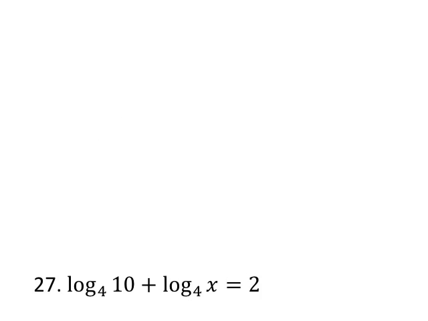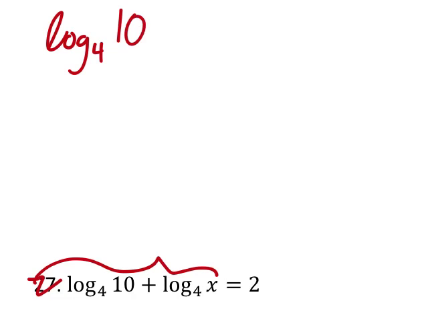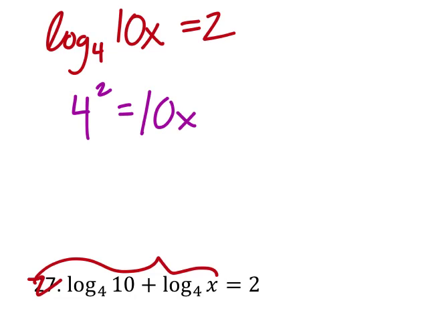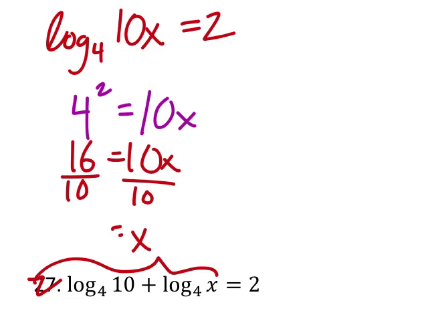Alright, on number 27, we're just going to solve for x once again. We need to make this part of the equation into one log. So we're going to have log sub 4 of 10x equals that 2. Well, this allows us once again to use that property. So this is going to be 4 to the power of 2 equals 10x. 4 squared is 16 equals 10x, and we'll just divide both sides by 10, and that gives us x equals 16/10, but I'm going to simplify that. Dividing both by 2 gives me 8/5.